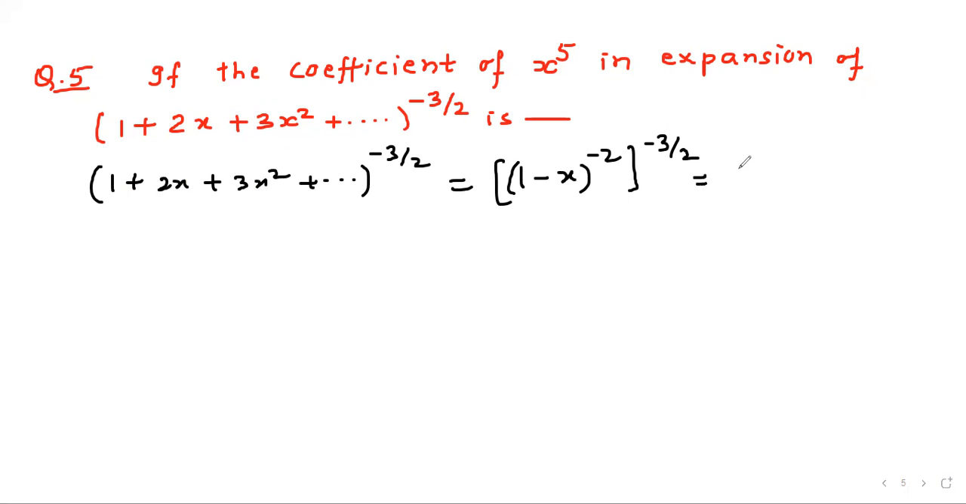From here the 2 will cancel out, so we will get (1 minus x) cube. Since in the expansion of (1 minus x) whole cube, the power of x will be 3 at its maximum value, and here we have to find the coefficient of x power 5, which will be absent in the expansion, hence the answer will be 0.